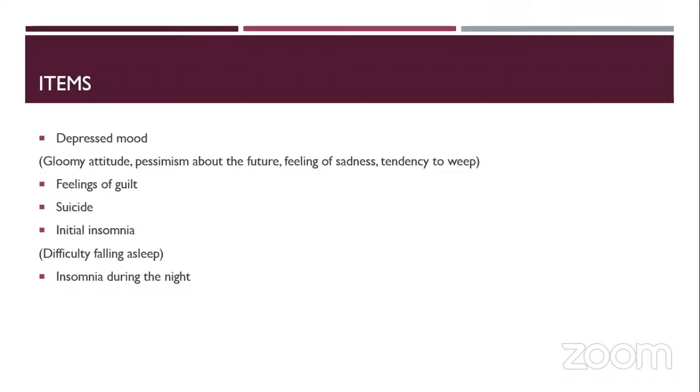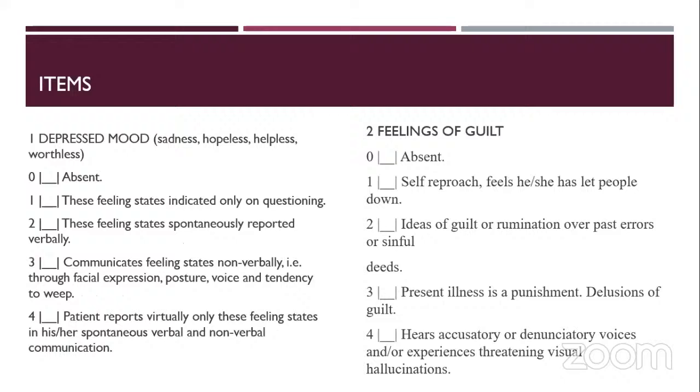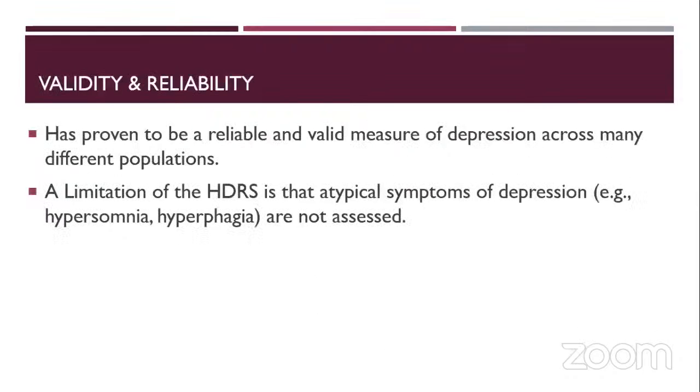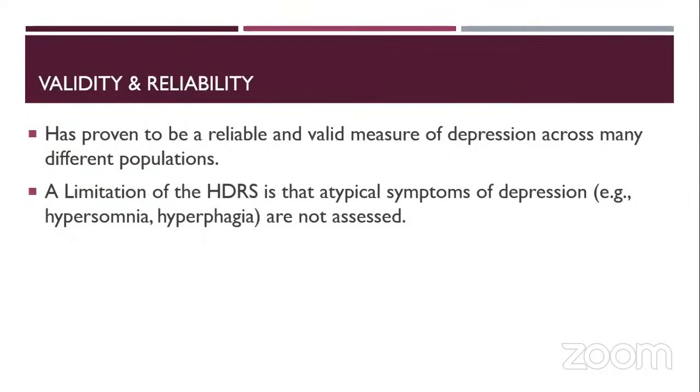That means the items are based on these: depressed mood, feelings of guilt, suicide, initial insomnia. You can see more here: delayed insomnia, work and interest, retardation, agitation, then gastrointestinal somatic problems. So these are the items. Then this is an example of an item from HDRS. You can see it here. Don't worry, we'll give this in the Google Classroom so you can refer.